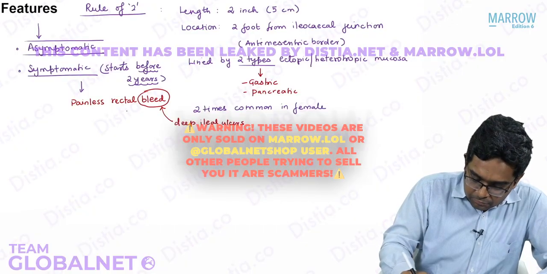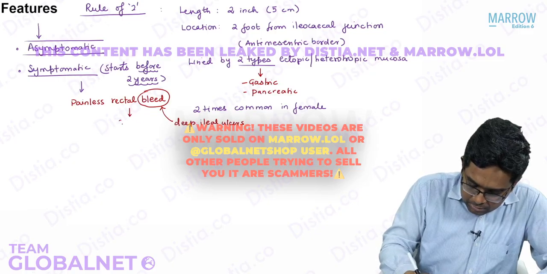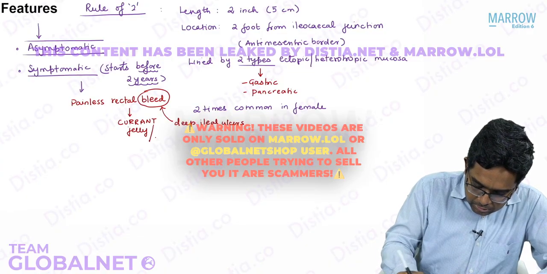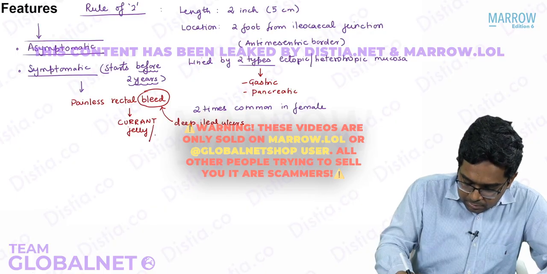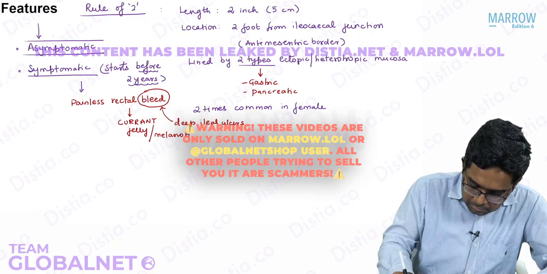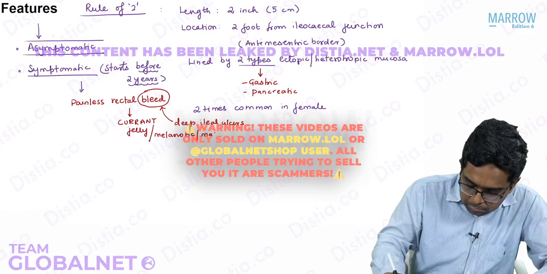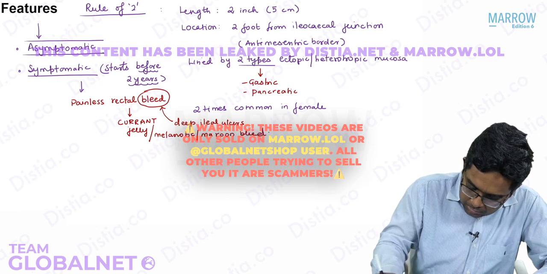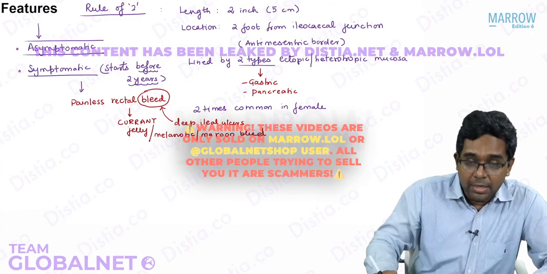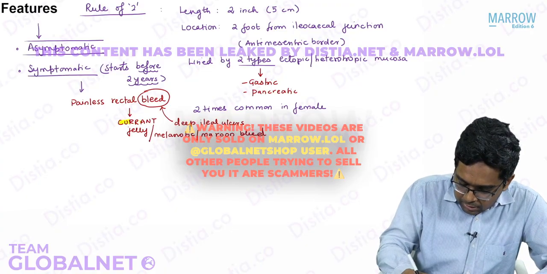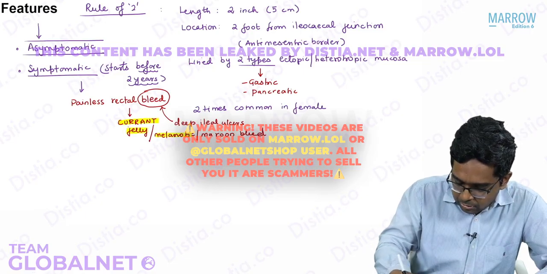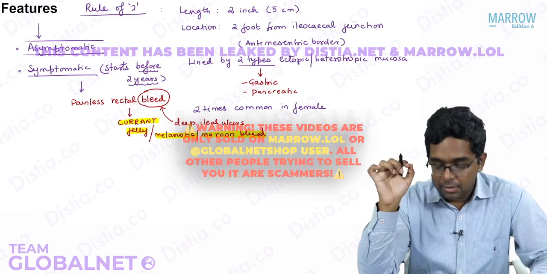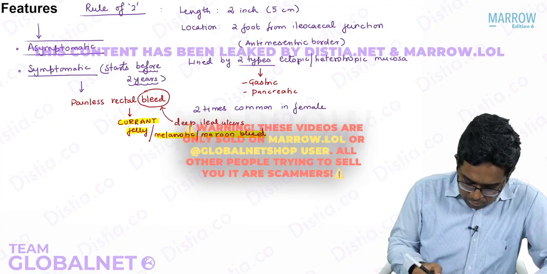And the characteristic of that bleed is currant jelly bleeds or currant jelly stools. It is also called by other names like melanotic bleeds or maroon bleeds. These are the alternative names for bleeding associated with Meckel's diverticulum: currant jelly stools or currant jelly bleeds, melanotic bleeds, and maroon bleeds. These are the characteristic types of bleeds associated with Meckel's diverticulum. This is the usual presentation.